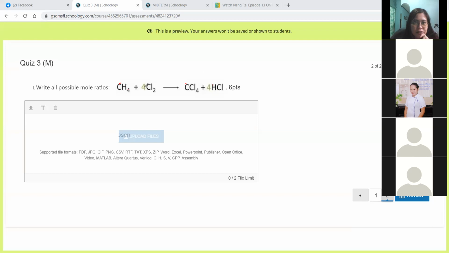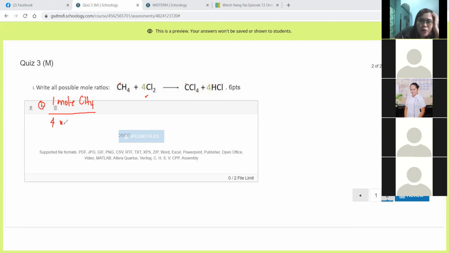And then for chlorine, 4 times 2, it's 8, and then you have 4 here, so it's 8. So this one is already a balanced equation. So all you need to do is to write all the possible mole ratios. So the first one, let's start with the CH4. So 1 mole of CH4 is needed to react with this one.